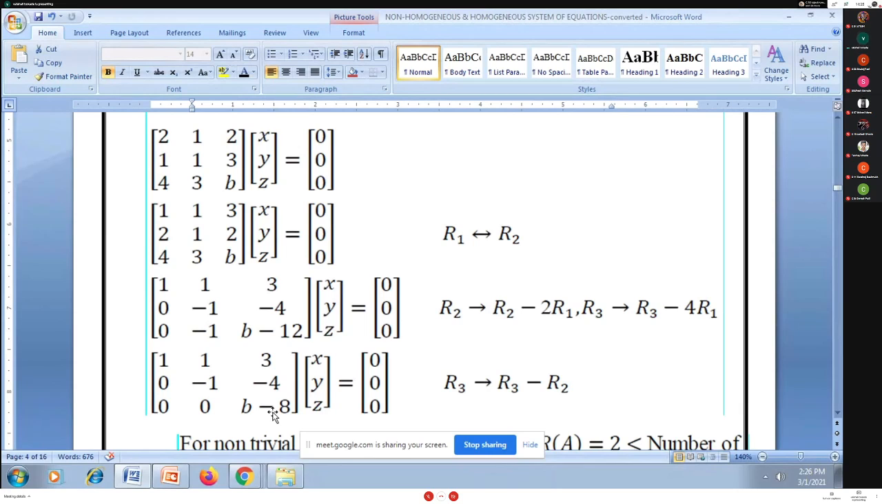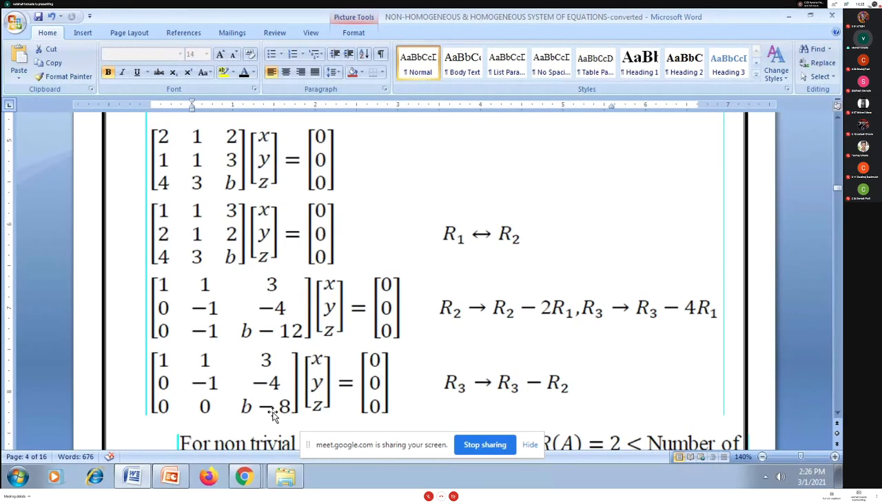So if B minus 8 is equal to 0, what will happen to the last row? Whenever B is equal to 8, what can I say for R3? The rank will be 2 actually.